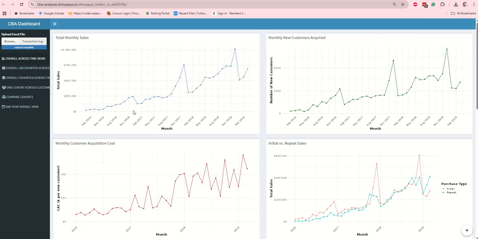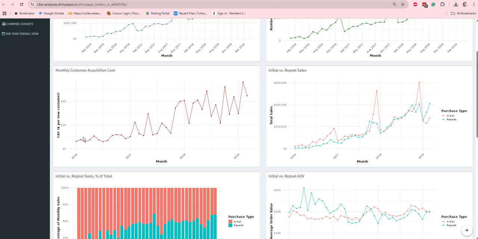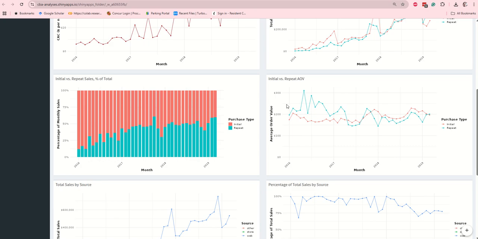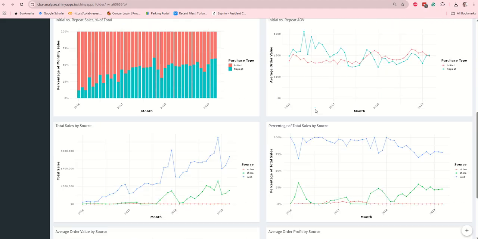It gives you these views: total monthly sales month by month, monthly new customers acquired. You can see monthly customer acquisition cost. See, it's moving up. The breakdown, initial versus repeat sales, both in dollar terms and in terms of the percent of the total revenue in the month. This is average order value associated with new versus repeat sales. So for here, again, you can see there's not really a whole lot of trend.